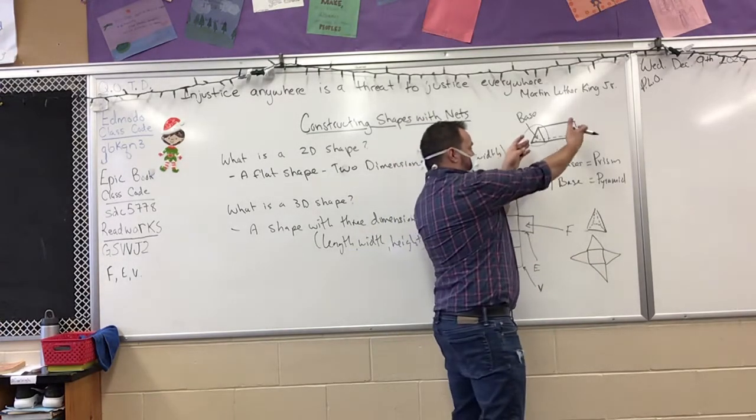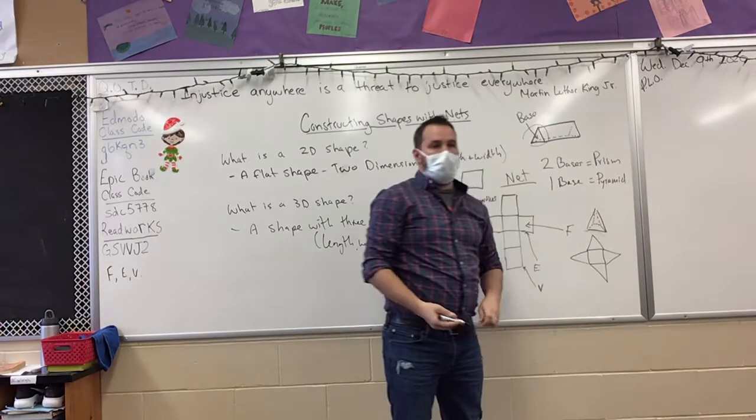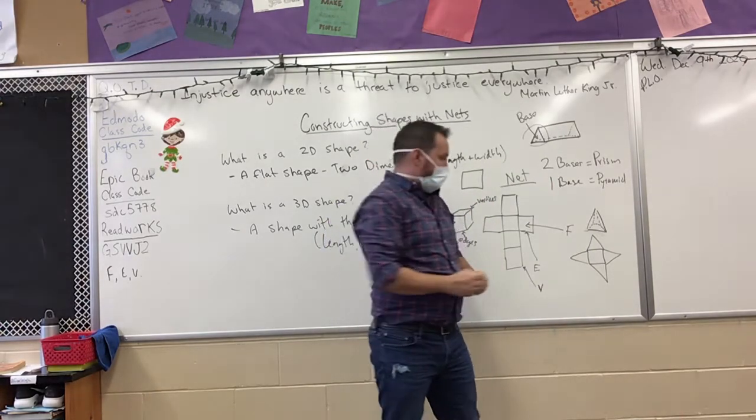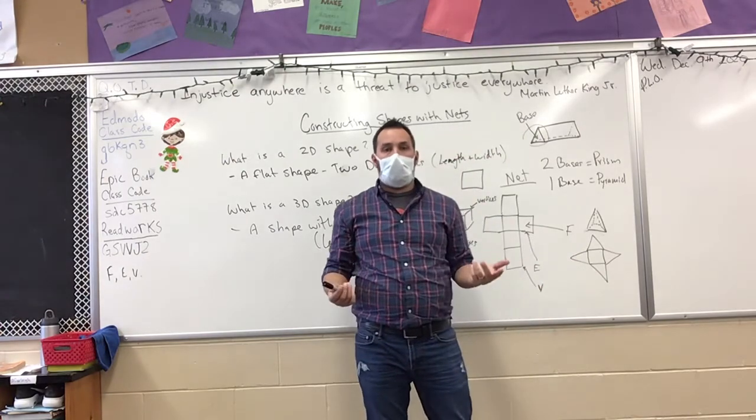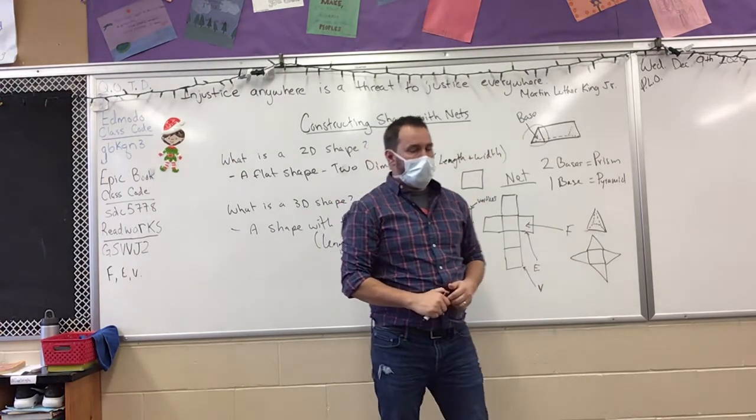Because there's a square, that's the base, and because it just has one base, it's a pyramid, right? So prisms have the two on the sides, pyramids have one on the bottom, okay? And that could be a triangle, a rectangle, a square. Those are all common types of bases.